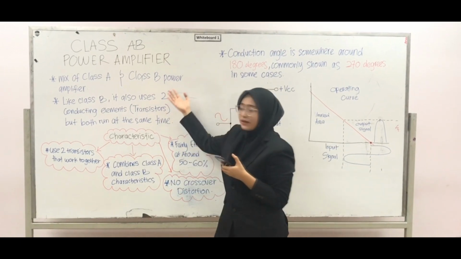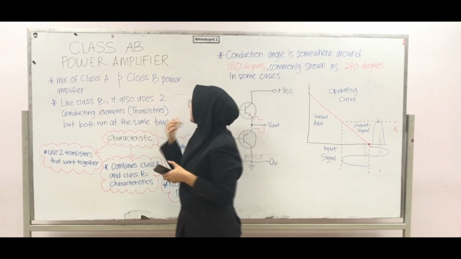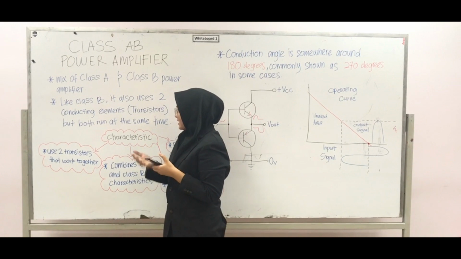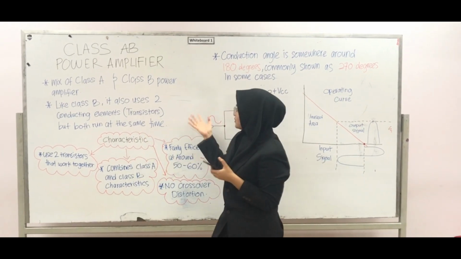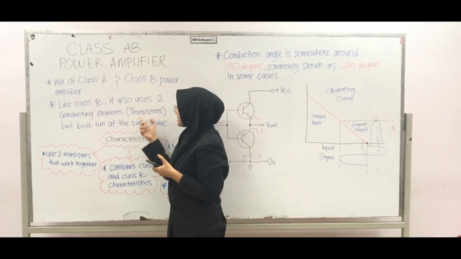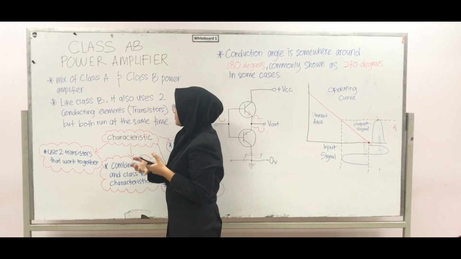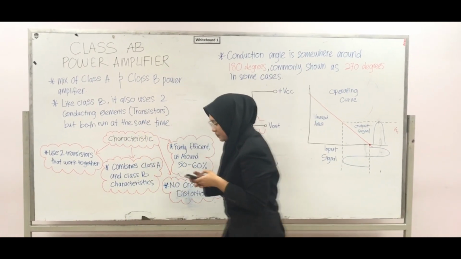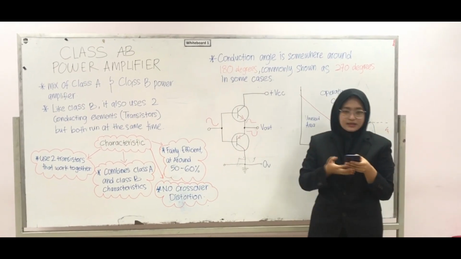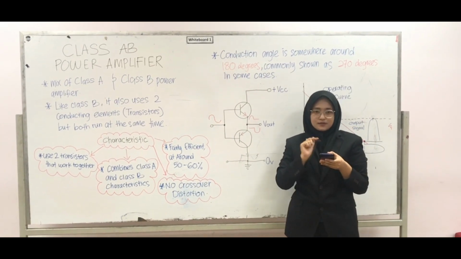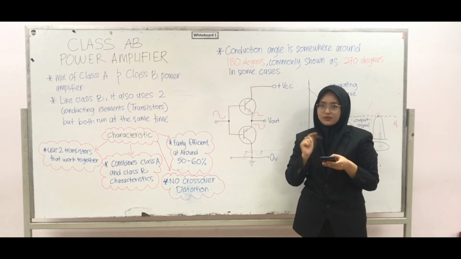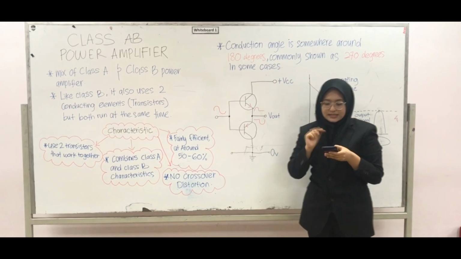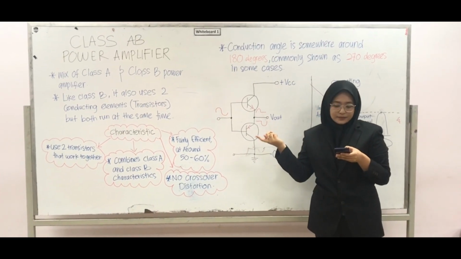Class AB power amplifier is a mix of Class A and Class B power amplifier. Like Class B, it also uses two conducting elements, that is transistors, but both run at the same time. This eliminates the dead zone from negative 0.7 volt to positive 0.7 volt, seen in the Class B power amplifier.